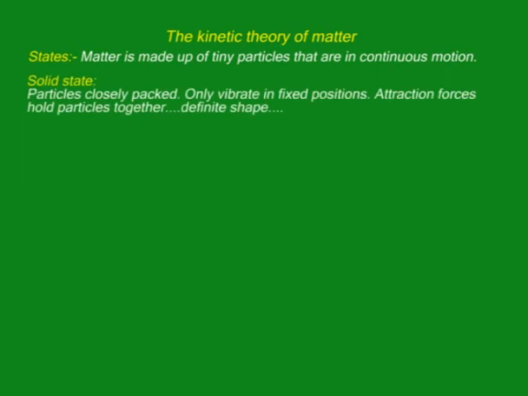The kinetic theory of matter. The kinetic theory of matter forms the basis of the theoretical model of matter. It states that matter is made up of particles which are in a continuous state of motion. In the solid state, the particles are closely packed together and can only vibrate within fixed positions. The forces of attraction hold the particles together, making it hard for them to move from one point to another. This is the reason why solids have definite shapes.